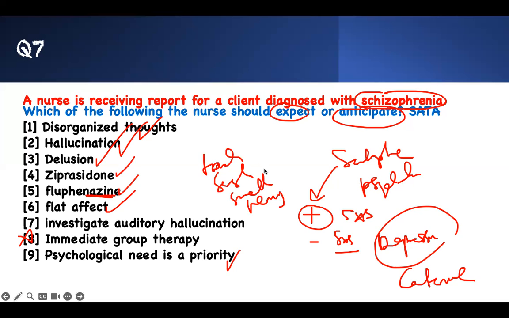The one that you worry about is hearing. Auditory hallucination, you've got to find the content of it. So investigate the content of that. So the only thing that we should not expect is immediate group therapy, but the rest of them are what you expect in a schizophrenic patient when you're taking care of them.